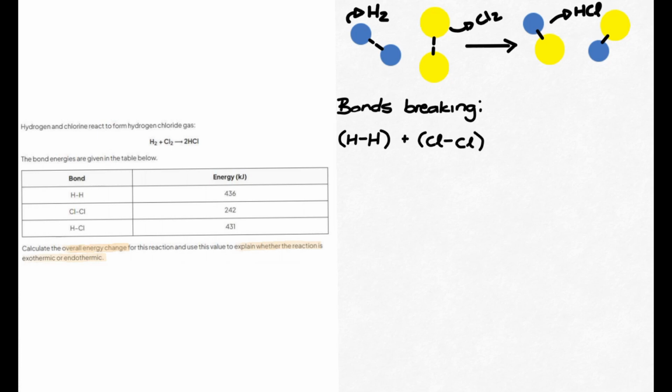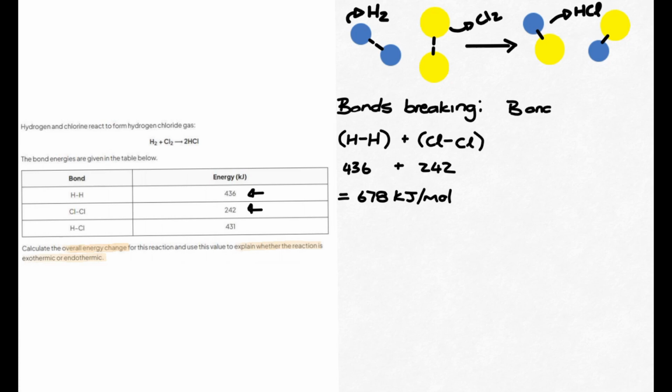So on the table, I can see that a hydrogen-hydrogen bond will have an energy amount of 436 kilojoules, and a chloride-chloride bond will just be below it with 242 kilojoules. So I can add these two together and this will give me 678 kilojoules per mole of energy that's needed to break the bonds.